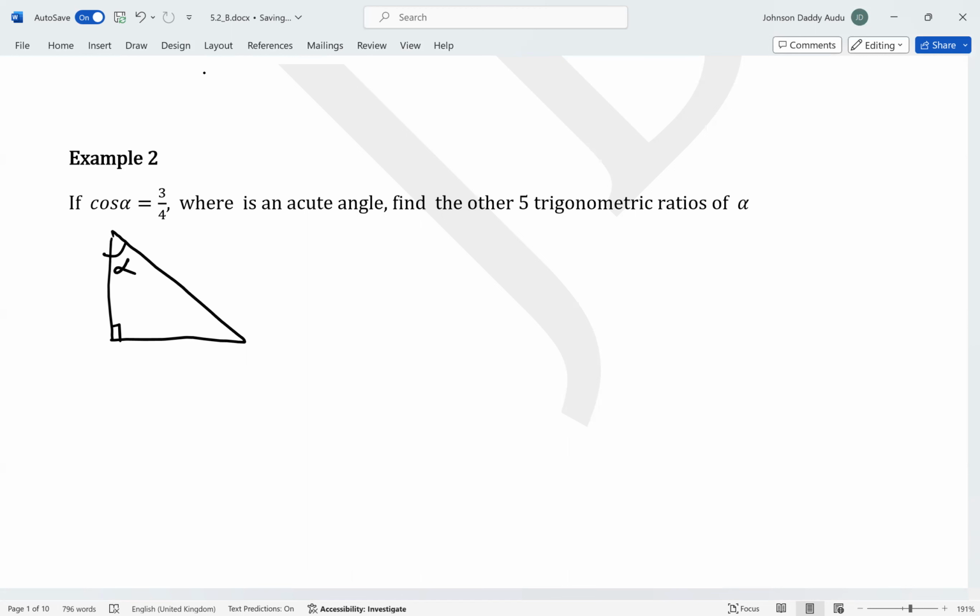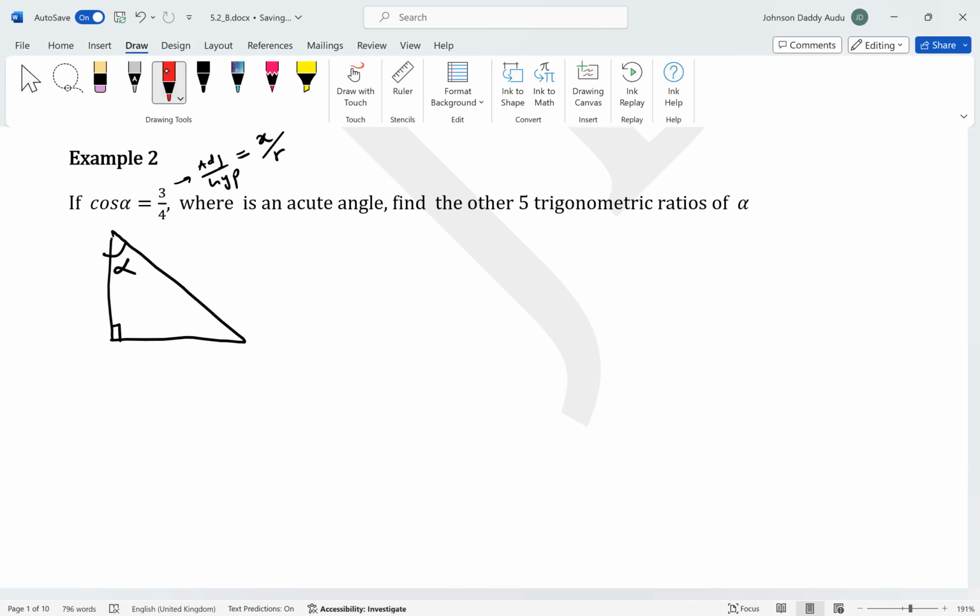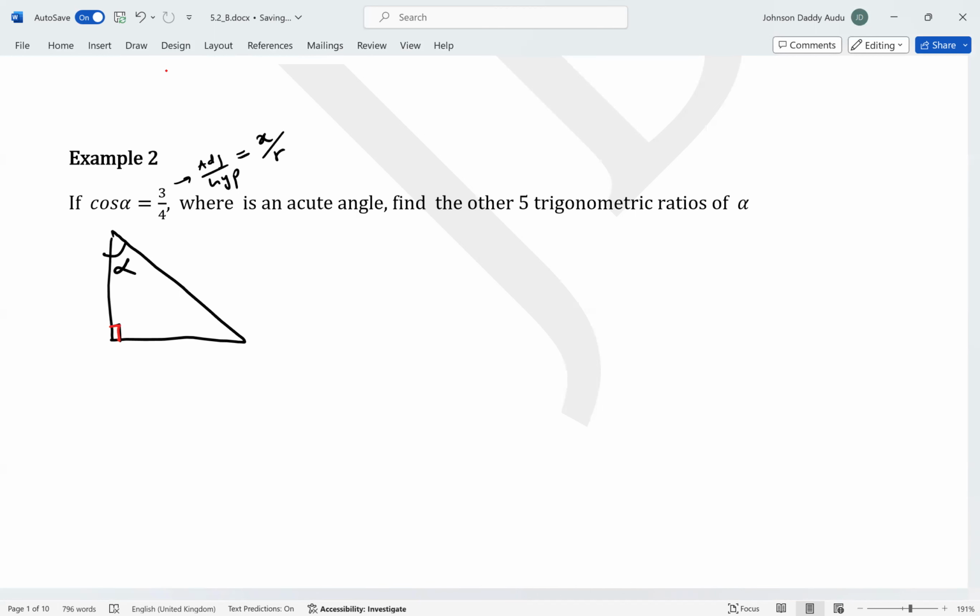It's fine. Since this is cosine, cosine is, remember, adjacent over hypotenuse, right? And remember, adjacent is usually the x, and hypotenuse is the r. This is the right angle, so this is going to be our y. And where the alpha is facing is usually our opposite, which is the y.